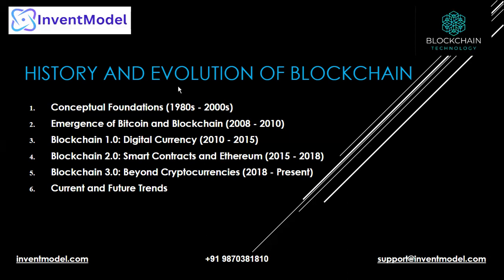Next is Blockchain 2.0, smart contracts and Ethereum. The evolution of blockchain technology entered a new phase with the introduction of Ethereum, a platform designed to support not just digital currency but decentralized applications and smart contracts. First is the launch of Ethereum. In 2015, Vitalik Buterin introduced Ethereum, a new blockchain platform that enabled developers to build decentralized applications, DApps, and deploy smart contracts.